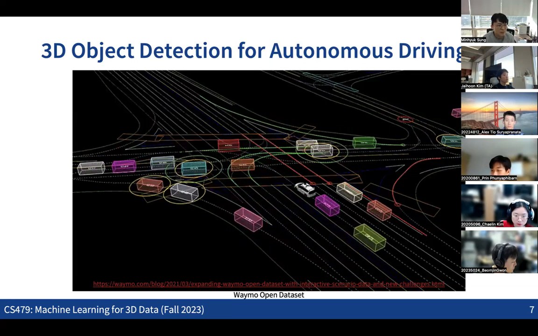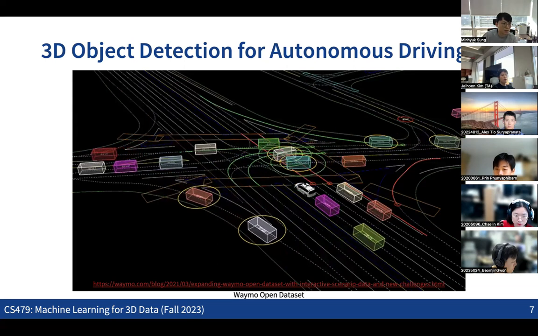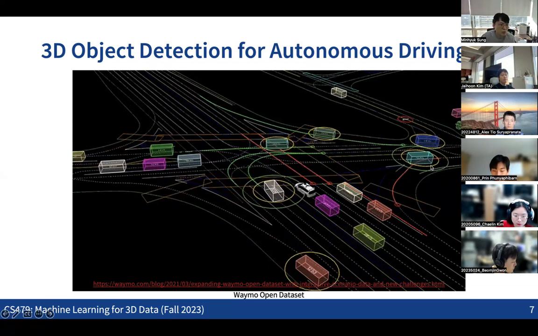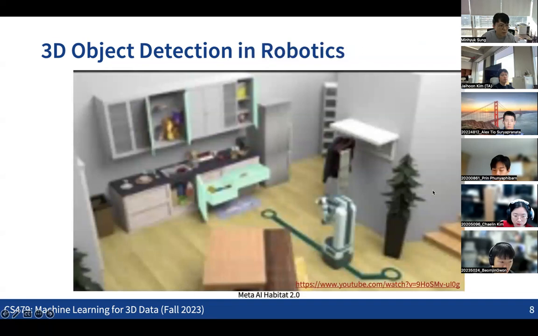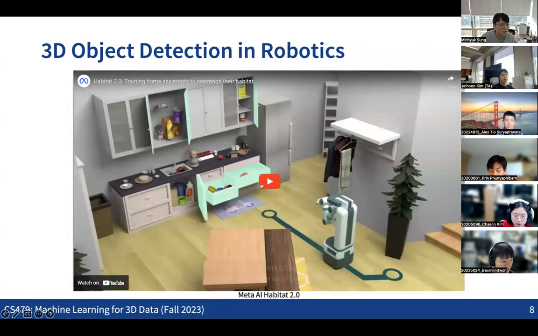So 3D detection is a very fundamental task in autonomous driving, and also in many other robotics applications. When you train a neural net to teach autonomous agents to interact with real objects, detecting the objects and segmenting them from the 3D representation is a fundamental task. I'm not going to play this video, but you can see that this kind of 3D object detection and segmentation can be used to teach robots to interact with real scenes.